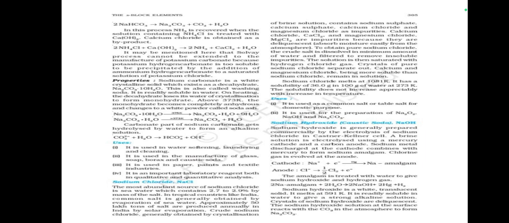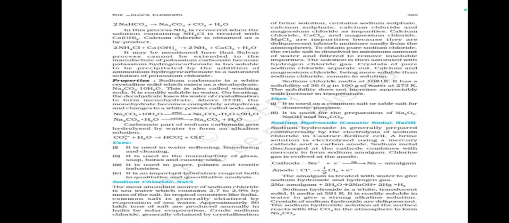Sodium chloride melts at 1081 Kelvin. It has a solubility of 36 gram in 100 gram of water at 273 Kelvin. The solubility does not increase appreciably with increase in temperature. It is used as common salt and table salt for domestic purposes. It is used for the preparation of Na2O2, NaOH and Na2CO3.